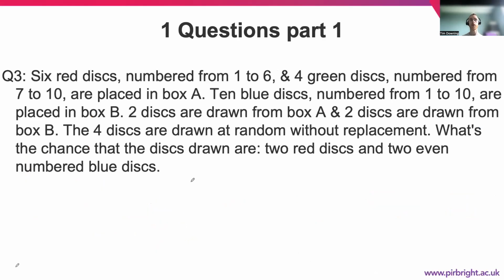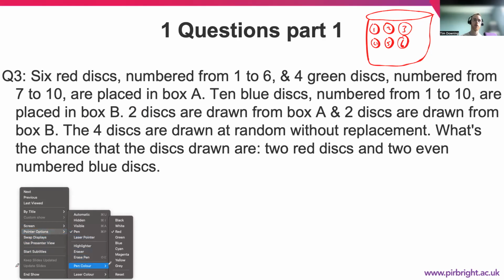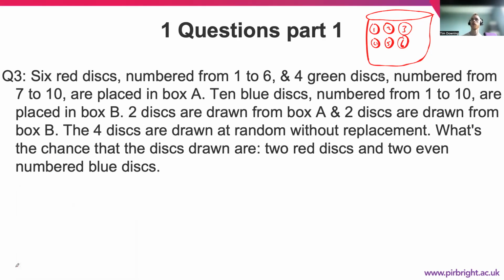Another basic probability question, we can think about having some sort of bag, poorly drawn here like this. And we've got 6 red discs, numbered from 1 to 6. So we number them there. 5, 6, and then we've got 4 green discs. So I'll try to grab another color if I can. I get green. Numbered from 7 to 10. So 7, 8, 9, 10. So that's in our bag.